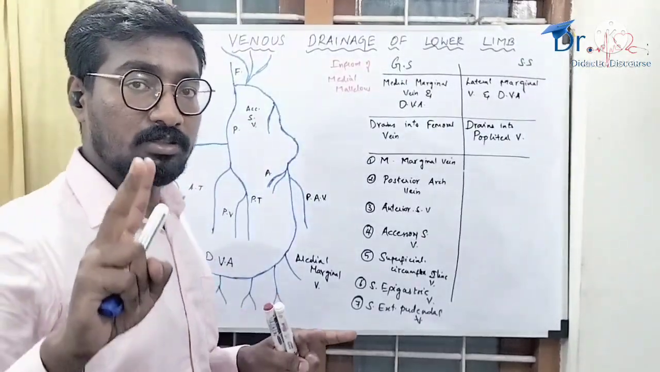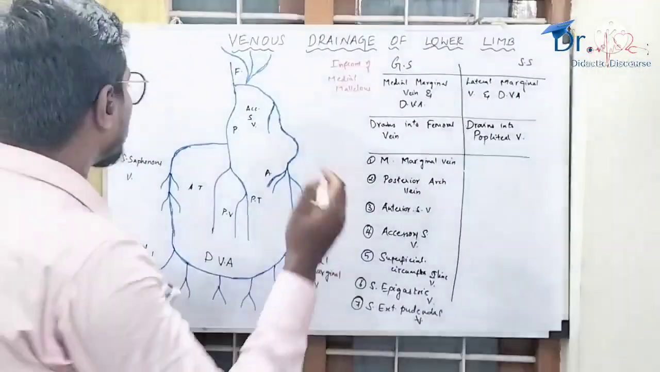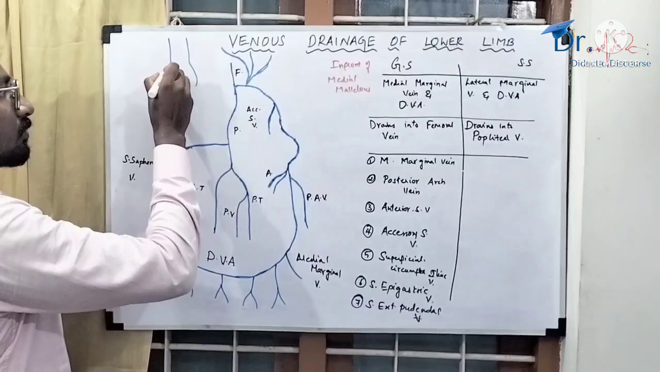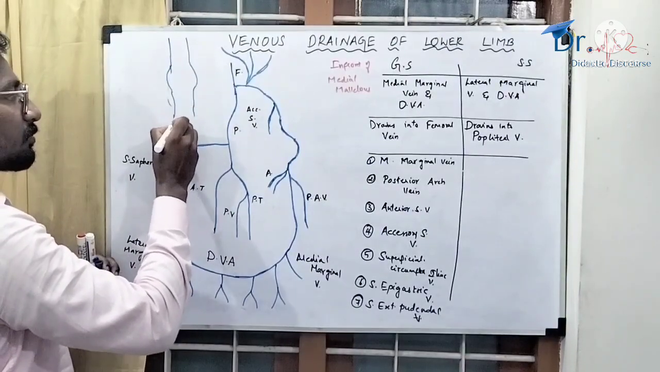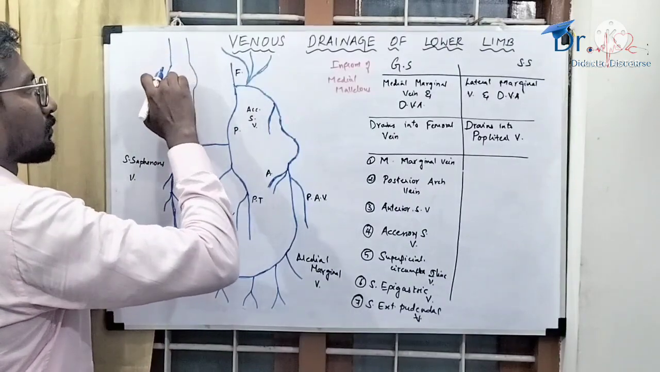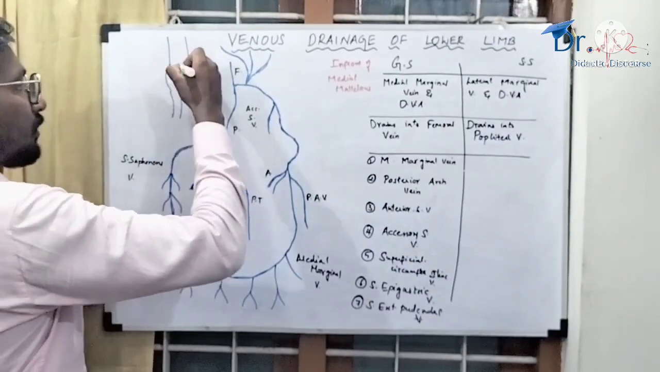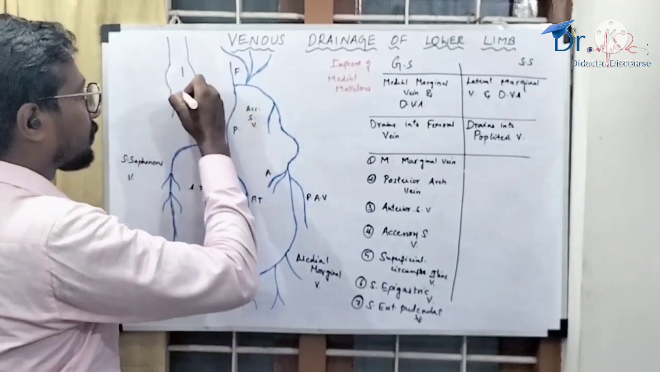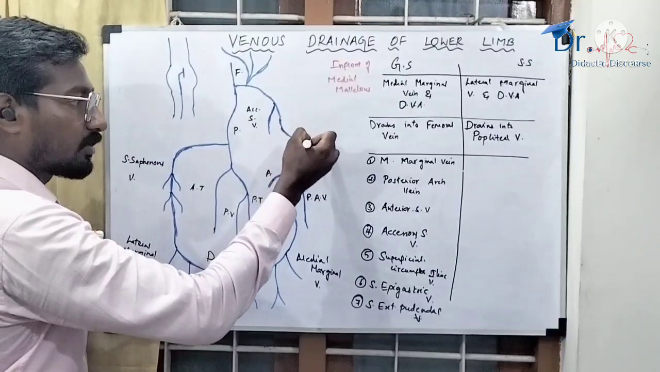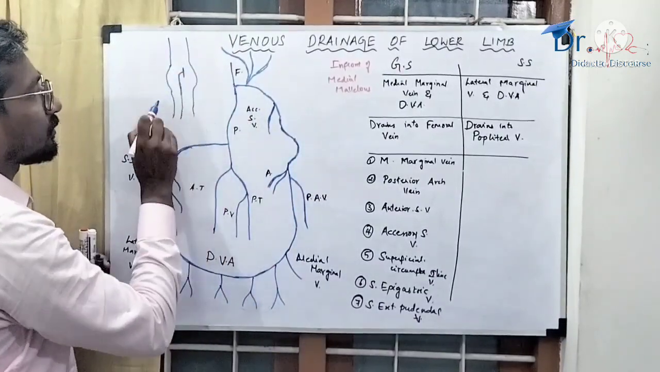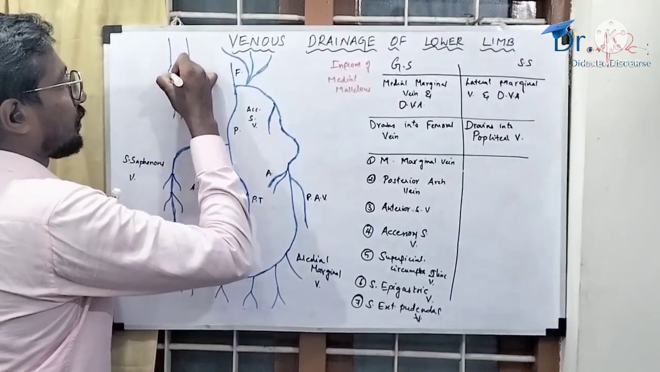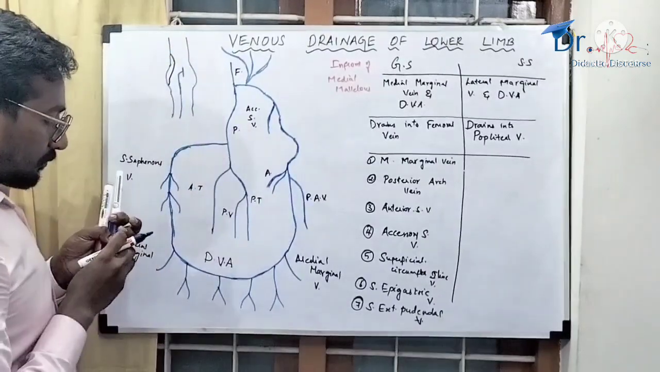There are 2 important communications of the small saphenous vein. The first communication is, so let's consider this as the posterior side of the leg. When the small saphenous vein reaches the popliteal fossa, here you have the popliteal vein, and it drains into the popliteal vein. And as I told you, the great saphenous vein actually runs anteriorly, and when it reaches the knee joint, it runs posteriorly like this, and again it runs anteriorly when it reaches the medial aspect of the thigh.